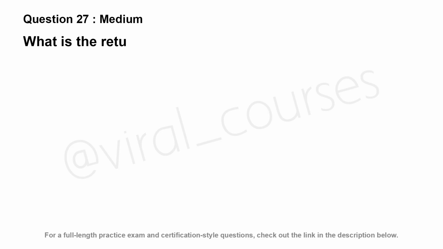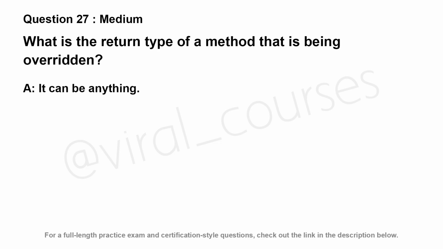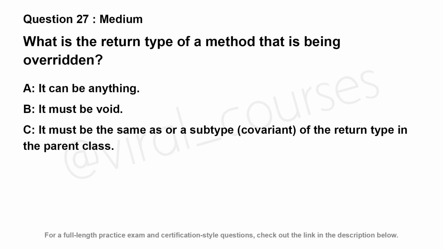What is the return type of a method that is being overridden? Option A, it can be anything. Option B, it must be void. Option C, it must be the same as or a subtype, covariant, of the return type in the parent class. Option D, it must be a primitive type.